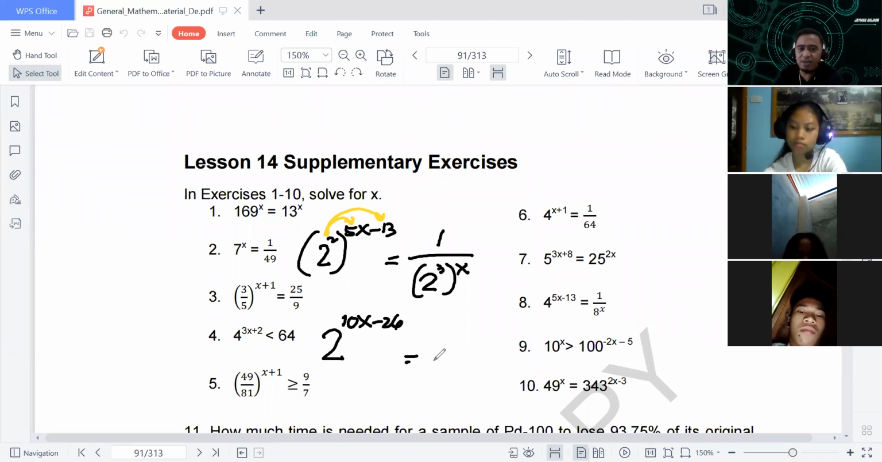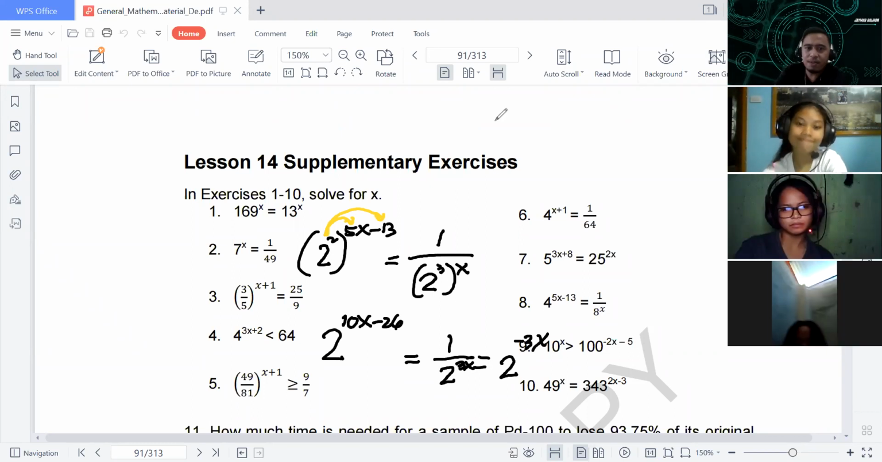How about the other side? You can distribute the 3 here and the x, right? You can multiply them. So it will be 1 over 2 raised to negative 3x. But again, since their bases are the same, you can rewrite this above. If you write this above, as you said earlier, it can be written as 2 to the power of negative 3x. Right? So their bases now are the same, so you can equate their exponents.